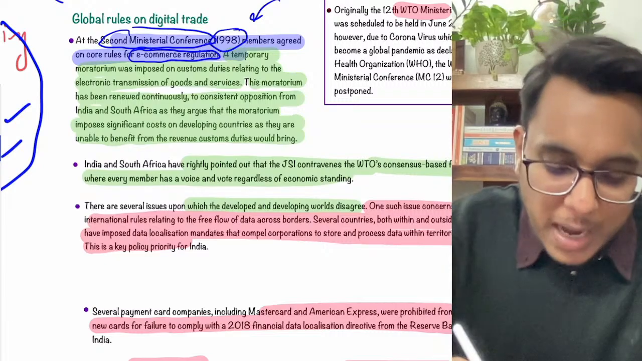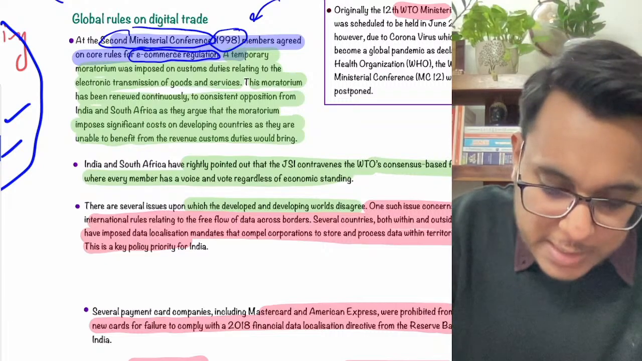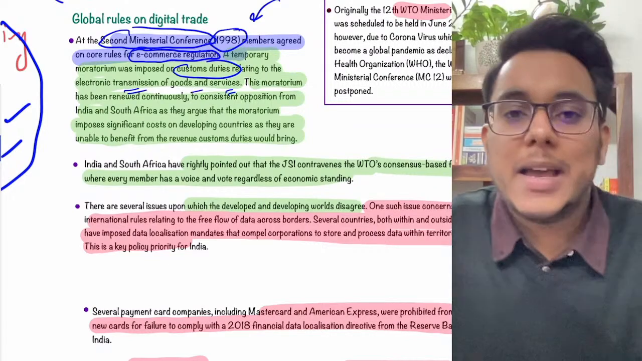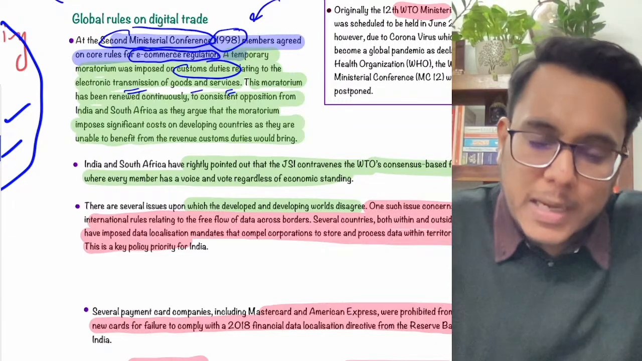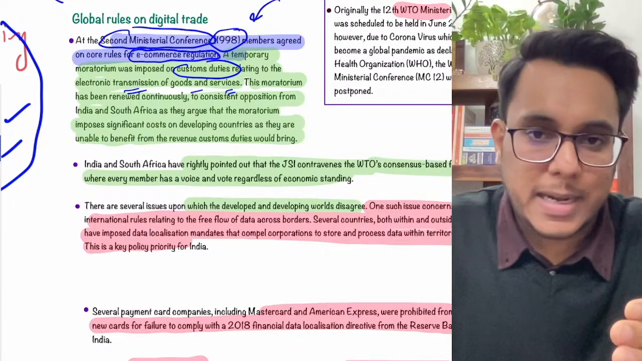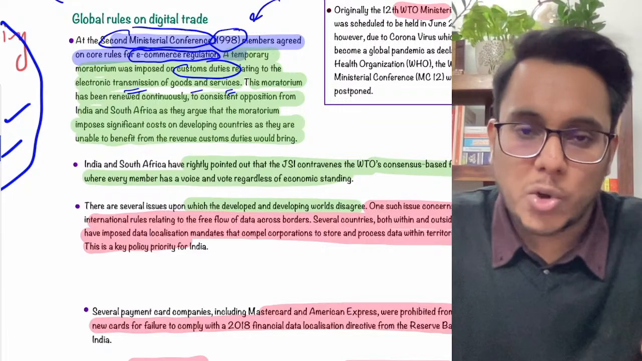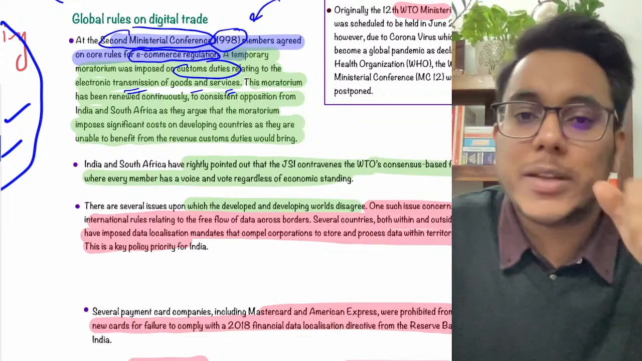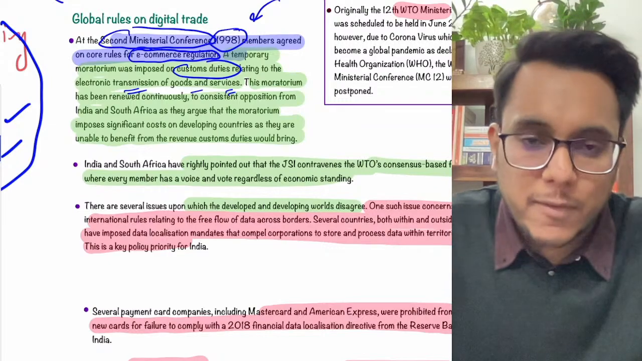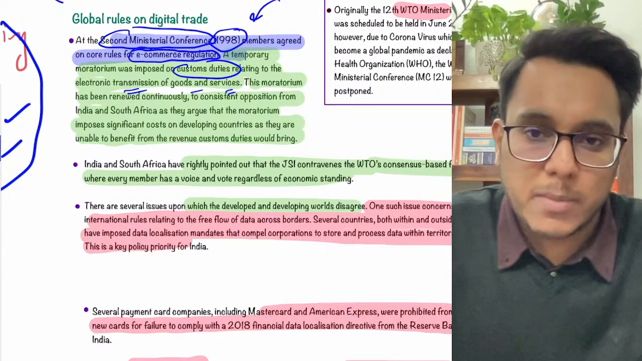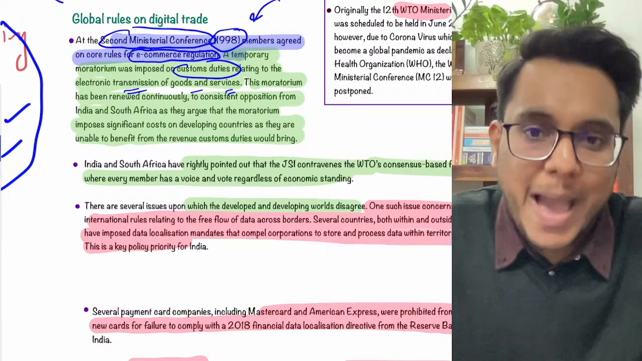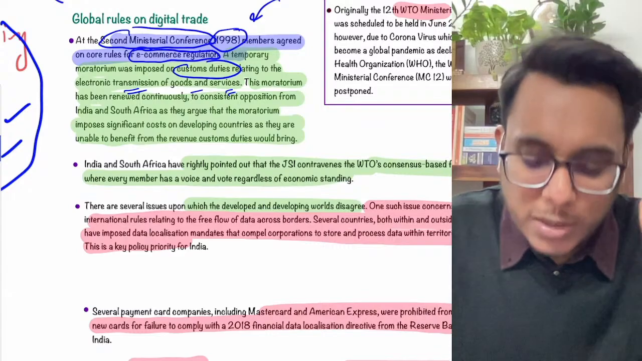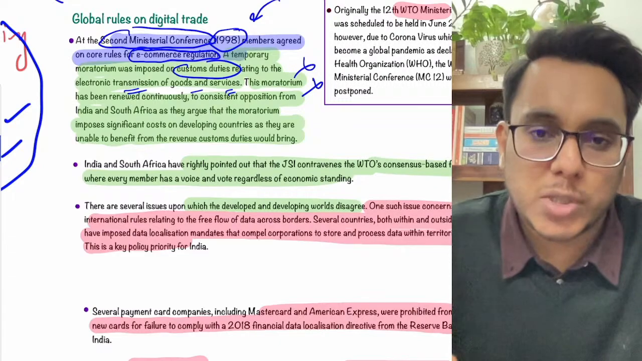At that point of time, a moratorium was imposed on customs duties related to the electronic transmission of goods and services. Okay, let's say Google, electronically, is sending a software into India. So this is an electronic transmission of a service that has happened. On this particular thing, will there be a customs duty? No, this customs duty will not be there. However, if a physical good had come, there would have been a customs duty. So since 1998, there is a ban that whenever there is electronic transmission of goods and services, on them there will be the ban. You will not impose customs duty.